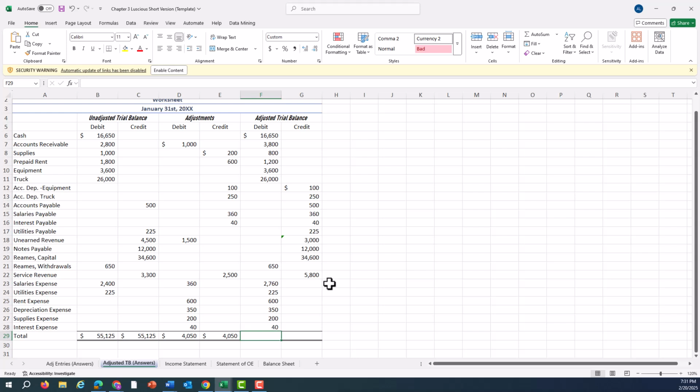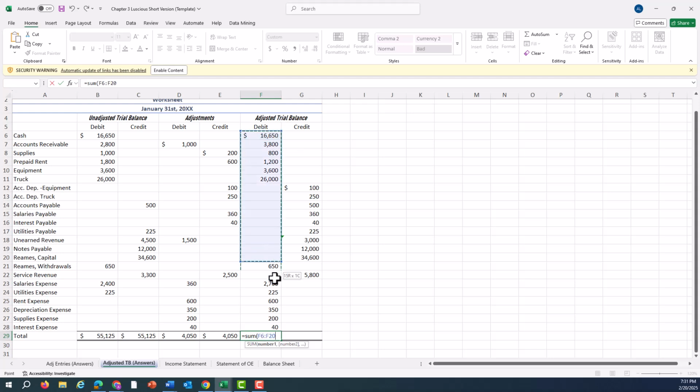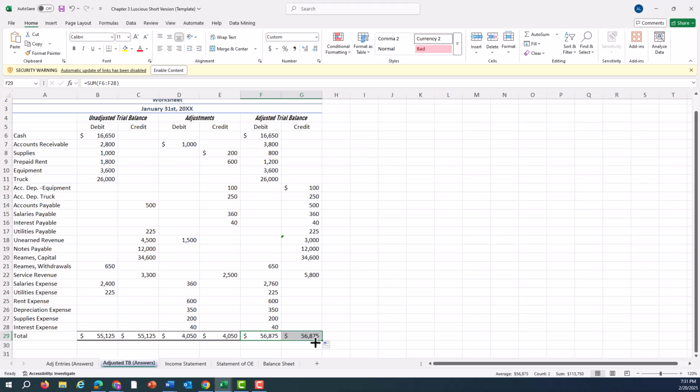So same thing, before we go through the hassle of making our financial statements, we want to make sure our debits equal our credits. So let's find the sum of all of the debits that we have now that we've adjusted all of our accounts, and all of those debits add up to $56,875, and then I can go and add the other side. I'm going to use the fill handle to drag it over to copy the formula. And look at that. We have $56,875 of both debits and credits.